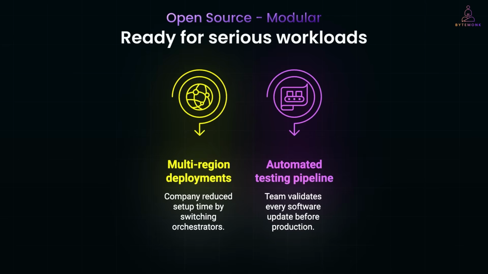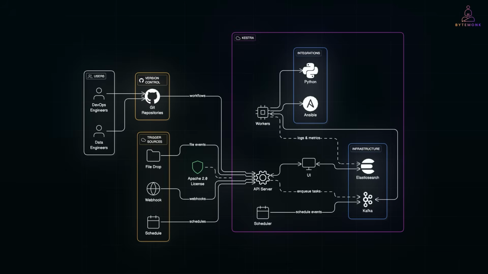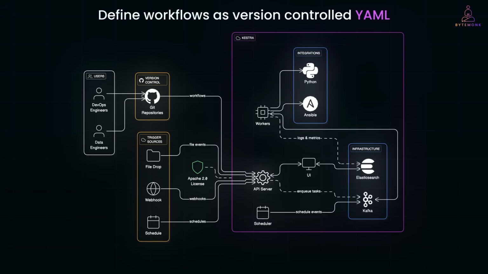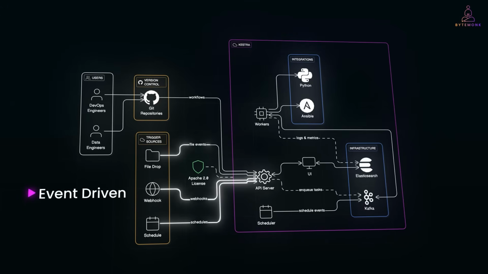There are plenty of orchestration tools out there: Rundeck, Argo, Jenkins, even VMware Aria. But Kestra stands out by blending the best of DevOps automation and data pipeline orchestration. First, it's fully declarative. You define workflows as version-controlled YAML, perfect for GitOps and CI/CD. It's also event-driven. You can trigger flows from schedules, webhooks, file drops without writing glue code.